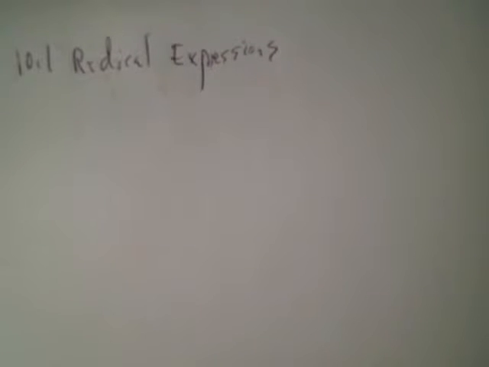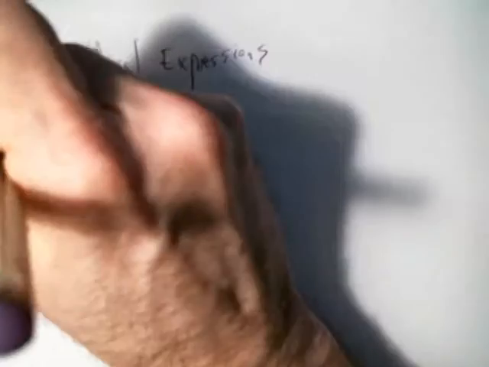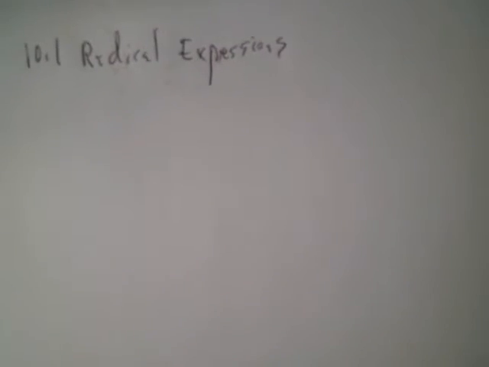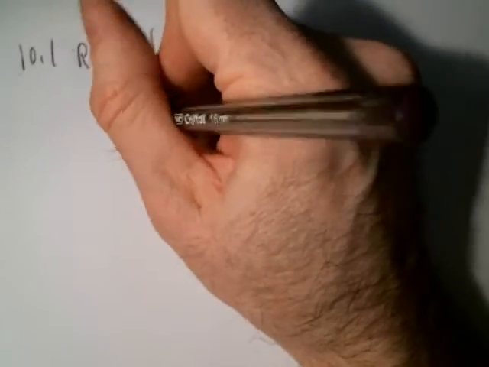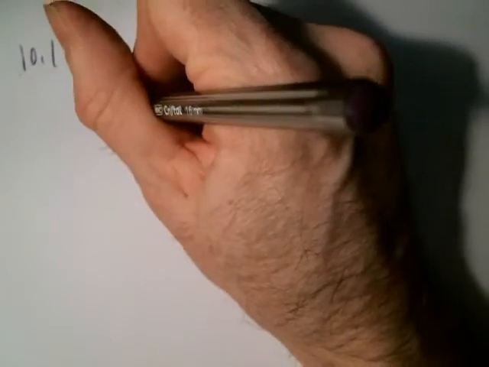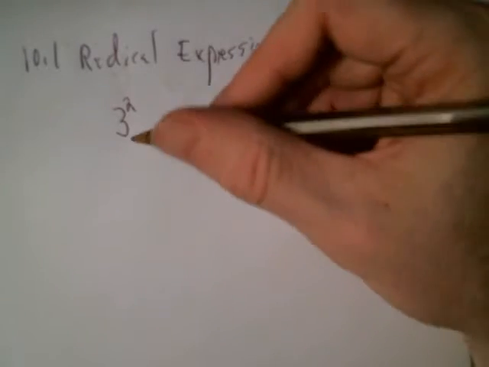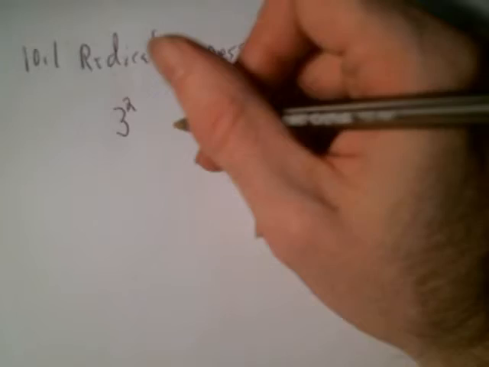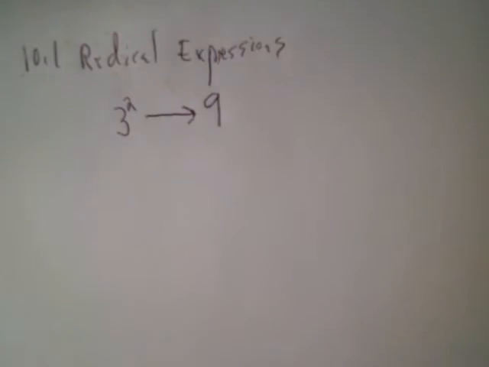Okay, welcome back. This is 10.1. We're working with these things called radicals. What are they? It's basically going in the other direction, the direction opposite of squaring. So, we're used to this kind of notation by now. 3 squared is equal to 3 times 3. So if you go in this direction, 3 times 3 is 9.